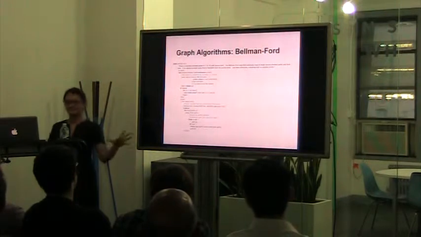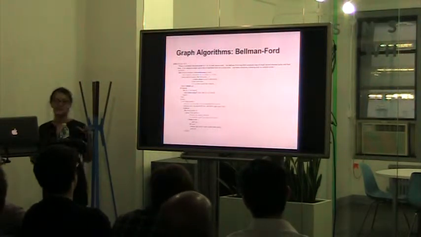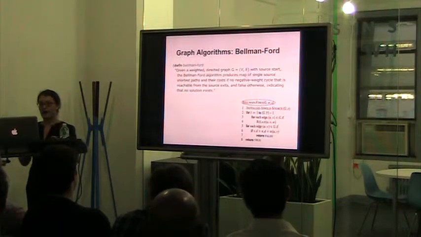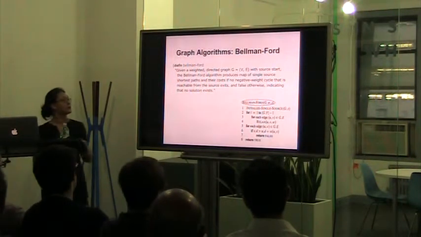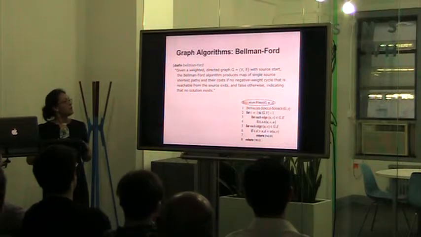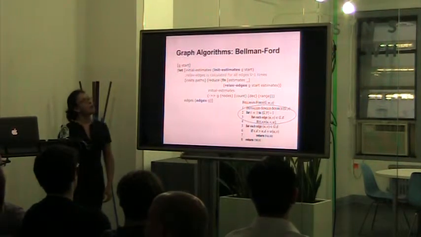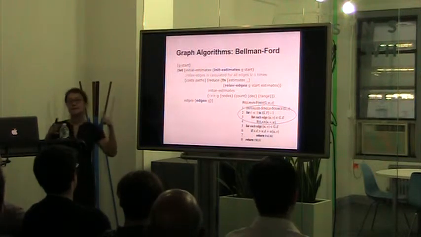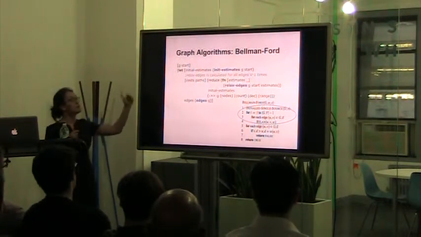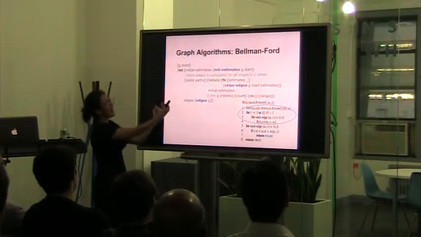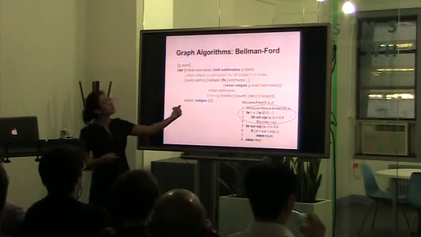Now here's tying it all together, Bellman-Ford, but don't worry, we'll look at it in greater detail. All right, so Bellman-Ford. It takes a graph and a start node, and now we create our initial estimates by calling the init-estimates function. Now we will destructure the costs and paths and relax all the edges.